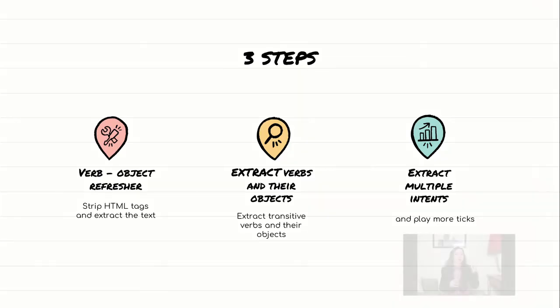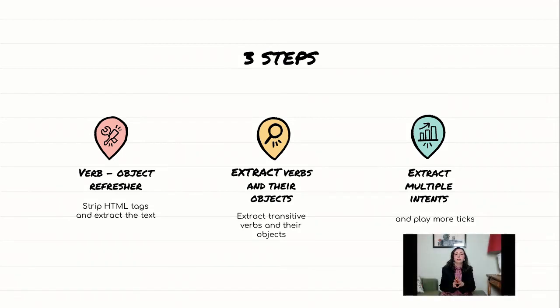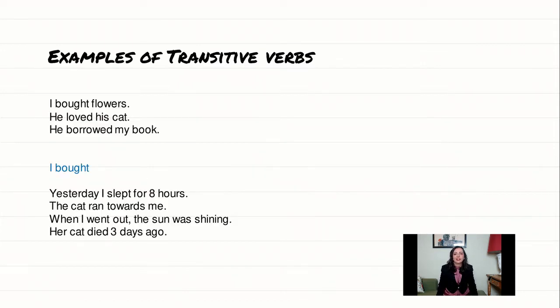We do it in 3 steps. First, we will refresh our knowledge of transitive and intransitive verbs and direct and indirect objects. Second, we will extract the transitive verbs and the direct object of the verb by working on the dependency tree. Third step is devoted to extracting multiple intents and dealing with some tricky dependency trees. Let's get started.